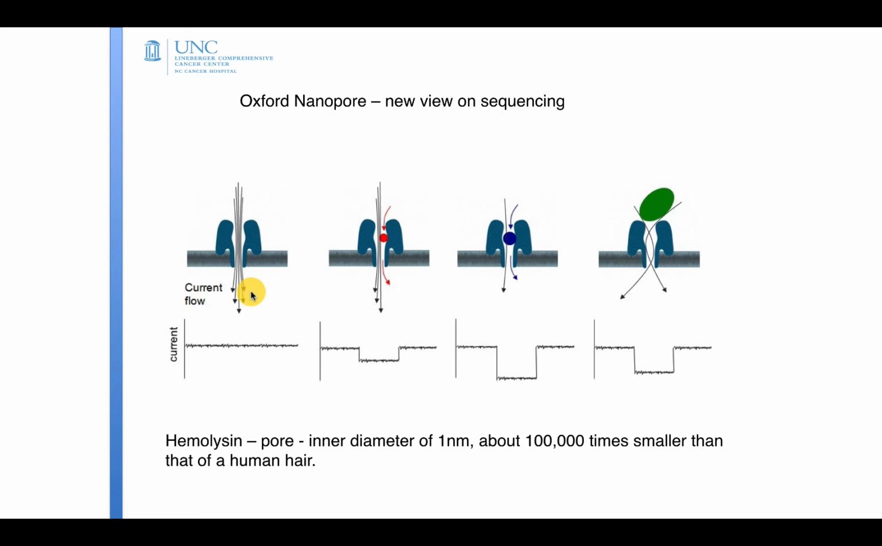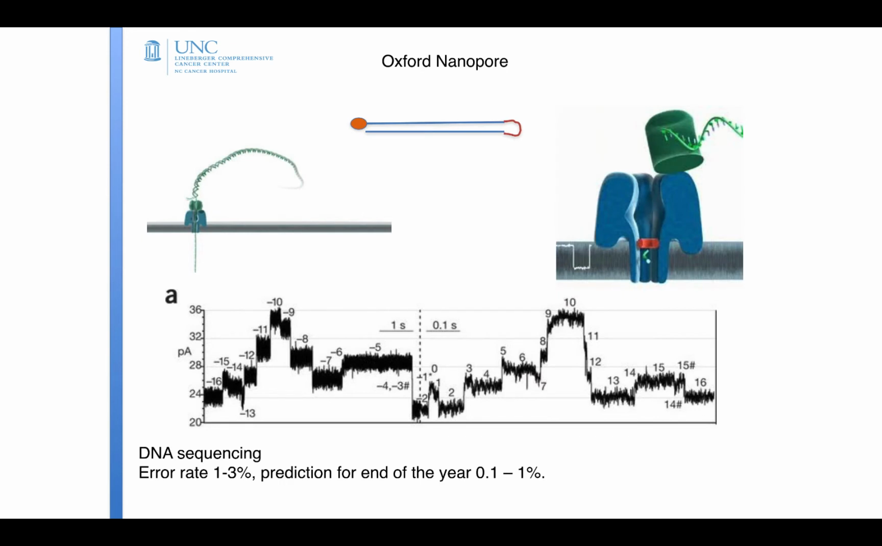And there's many of these pores on any given chip. And as it goes through, every base pair emits an electrical current. And the electrical current varies by the base pair that's going through. And so you can read through and get your sequence data that way as well. And that's kind of what it looks like initially.